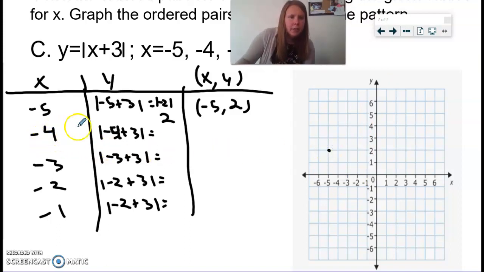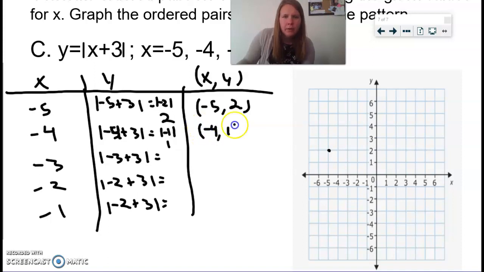All right, next one. Negative 4 plus 3, well, that's going to be a negative 1, but that is a 1 once it comes out of the absolute value, so then I'd have negative 4, 1. Negative 4, 1. Okay, I'm going to try and go through these fairly fast here, so just give me a second. Oops, I accidentally put in 1 here.